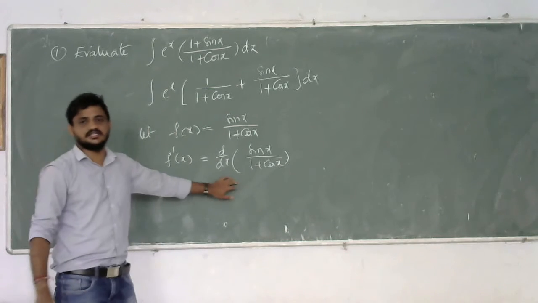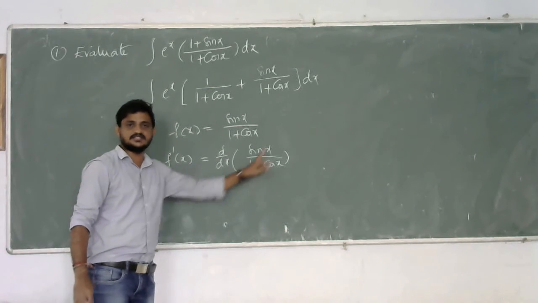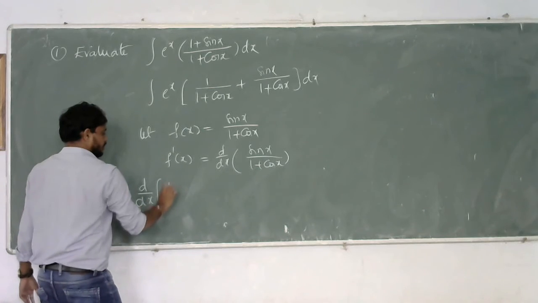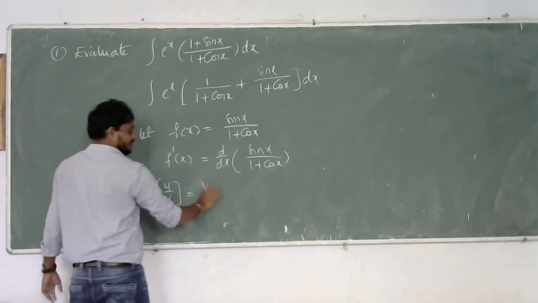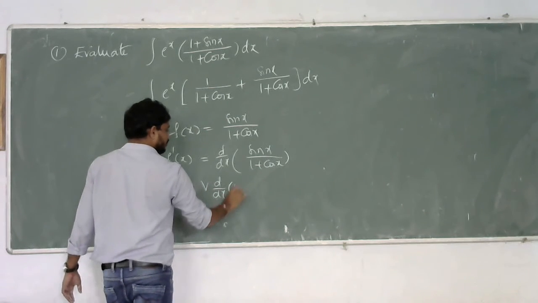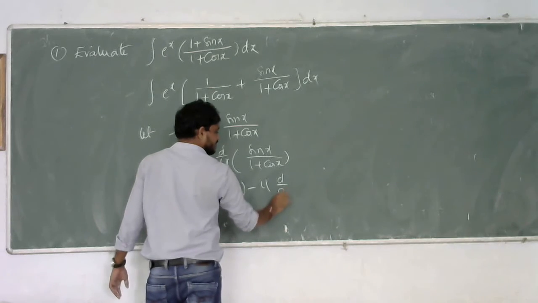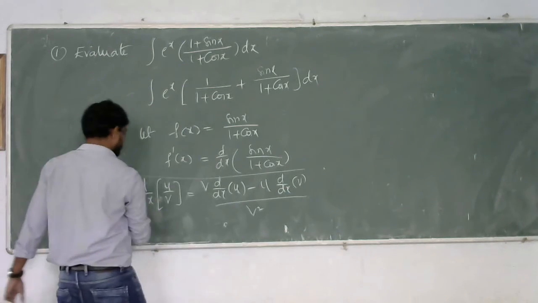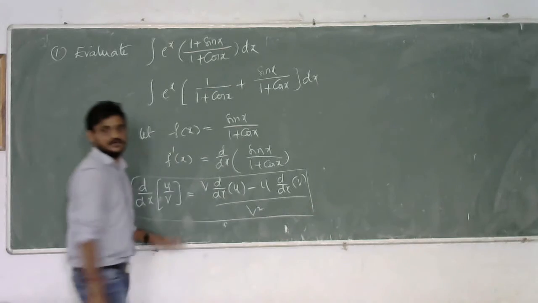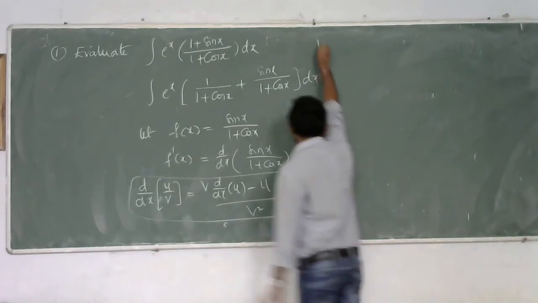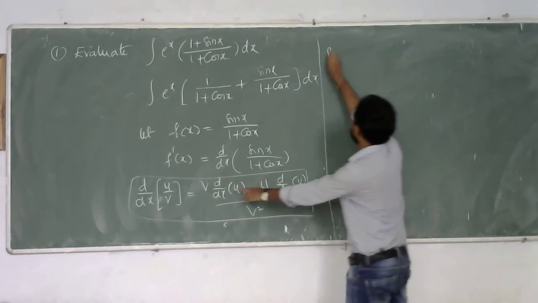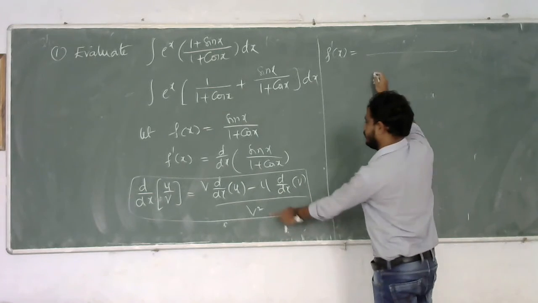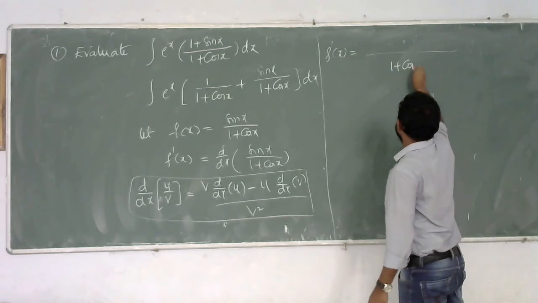We have to differentiate this term, which is in the form of d by dx of u by v, right? So write the formula here: d by dx of u by v equals v into d by dx of u minus u into d by dx of v, by v square. So that is the formula, right? Let us apply this formula here. Here f dash of x equals, in the denominator you will get v square, so write 1 plus cos x whole square.